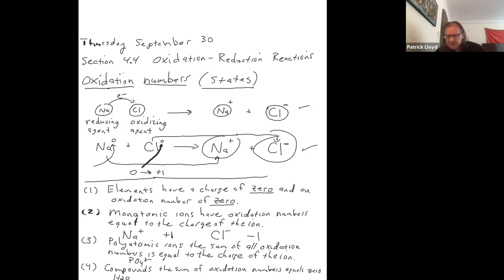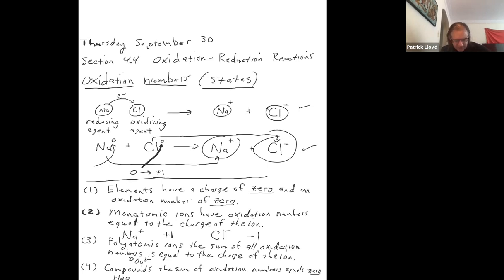Zero, right? And there's a logic to that. If the sum of the oxidation numbers in a polyatomic ion equals the charge of the ion, then the sum of the oxidation numbers in a compound should equal 0, because a compound is neutral. You could think of a compound as a neutral polyatomic ion. A polyatomic ion is really a charged compound, in most cases anyways. So this has got to add up to 0.